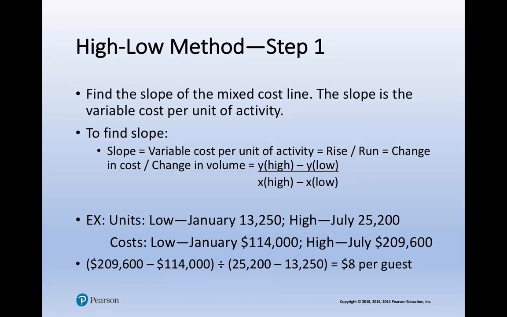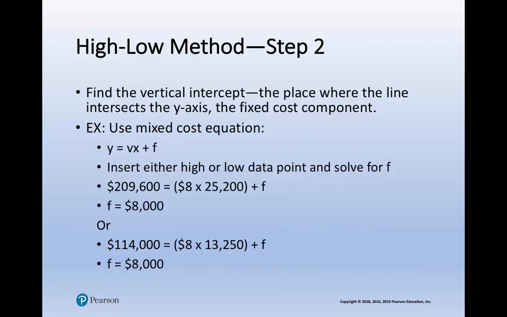Again, step two, and we can see here we had our units, 13,250 was our low, high was 25,200. Our cost low was 114, July, our high was 209,600. So we can see our change in dollars, and they're kind of combining my step one and step two into their step one. I like to say, let's find our activity and our dollars, high, low, and then plug it into our change in dollars over change in activity. So we have $8 per guest.